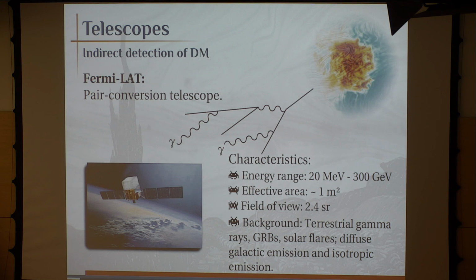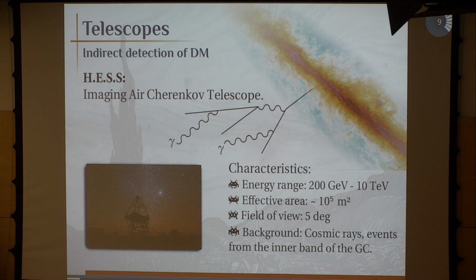In contrast, we're also going to use the data coming from HESS, which is an imaging Cherenkov telescope located in Namibia, with an energy range of 200 giga-electron volts to 10 tera-electron volts, a very large effective area of 10,000 square meters, as it uses the whole atmosphere as interacting material, but a very narrow field of view of 5 degrees. So in this case, in contrast with the previous one, we're going to use data coming from the galactic center. On top of that, we also have to consider the events from the inner band of the galactic center, and a few more words about that in a few slides.